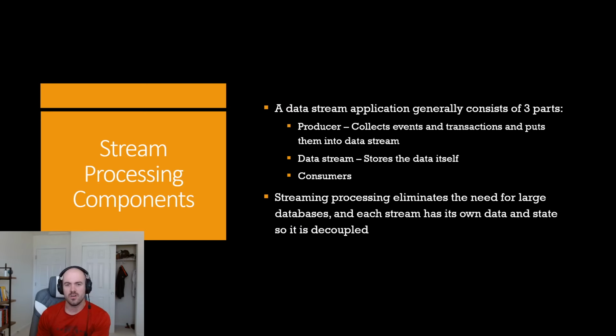There's a few different components of stream processing. A producer collects events and transactions and puts them into your data stream. Your data stream stores the data itself, and then your consumers consume the data. It's similar to SNS in that there are producers and consumers, but instead of topics, you have data streams. Stream processing really eliminates the need for large databases, and since each stream has its own data and state, it's decoupled, which really helps us with that highly available decoupled architecture.